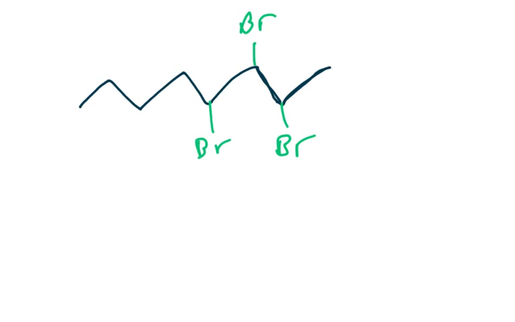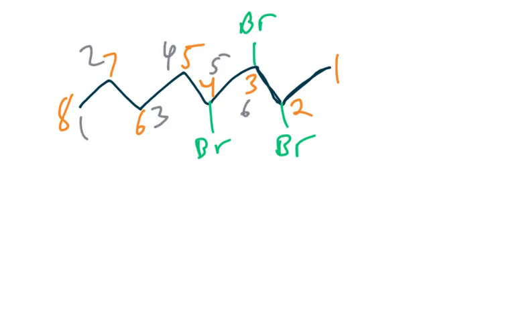Same thing, it doesn't matter how many substituents. You say, okay, what's the longest carbon chain? And I need to number it so that the substituents are on the least carbon numbers. So let's start from here: 1, 2, 3, 4, 5, 6, 7, 8, or 1, 2, 3, 4, 5, 6, 7, 8.